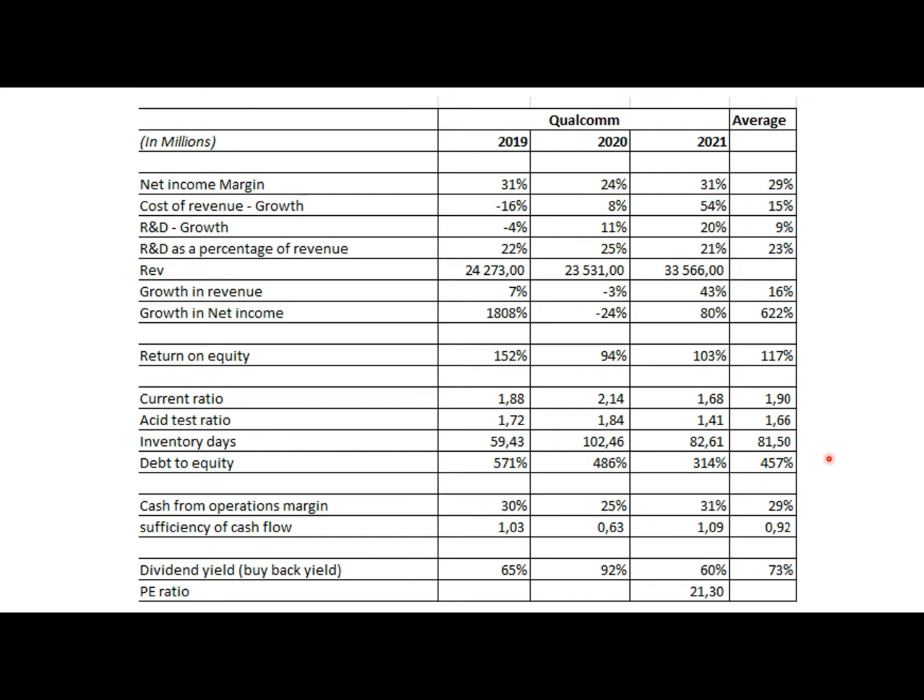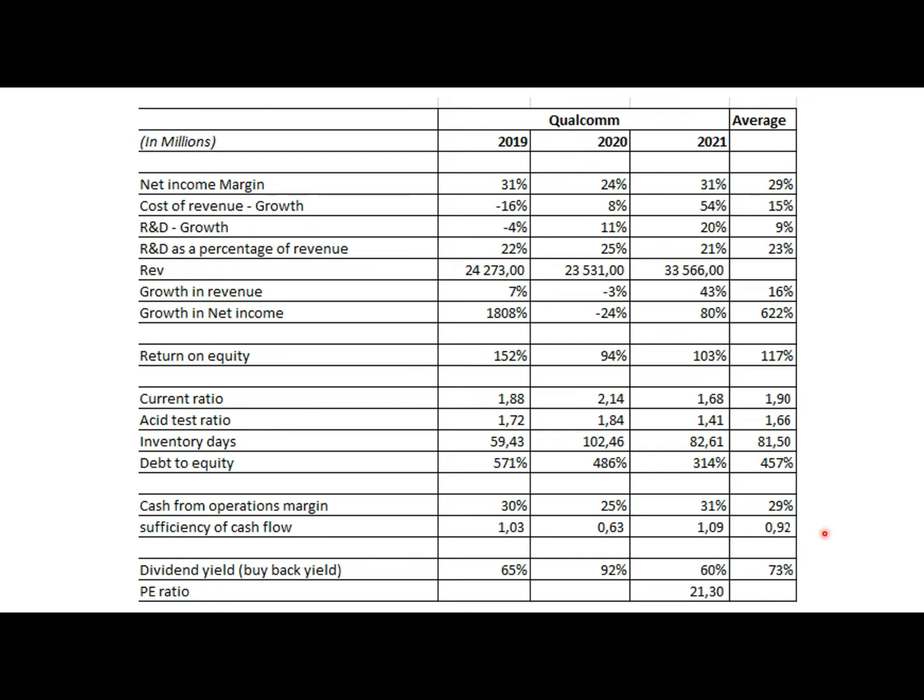The sufficiency of cash flow is very impressive, above the industry average. The industry average is about 0.84 and Qualcomm is at 0.92, so it's above industry average. That is very good. And in 2021, it achieved an above one sufficiency of cash flow.